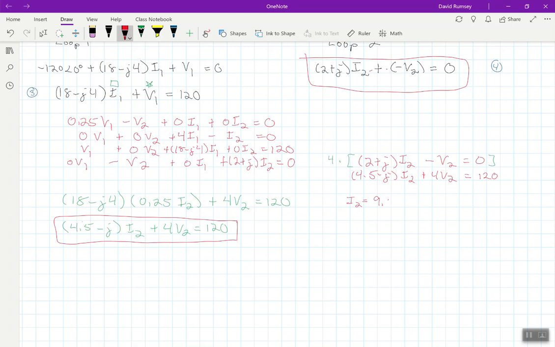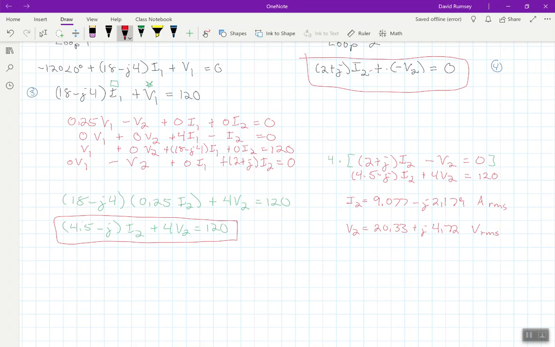But I get I2 is 9.077 minus j 2.179 amps, and V2 is 20.33 plus j 4.72 volts. And of course, these are in RMS values.